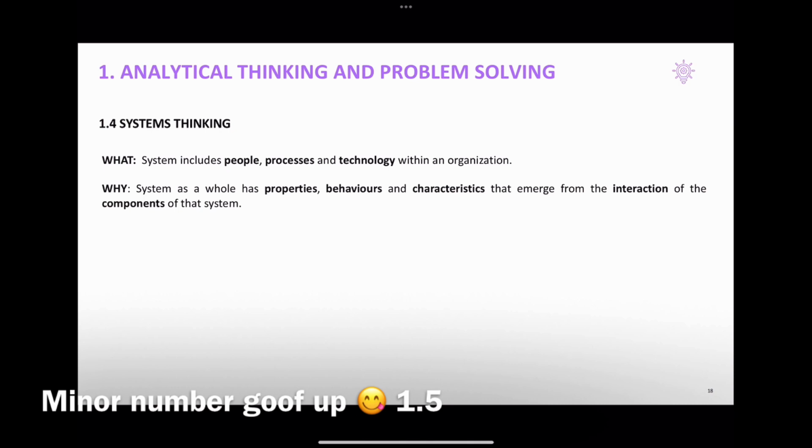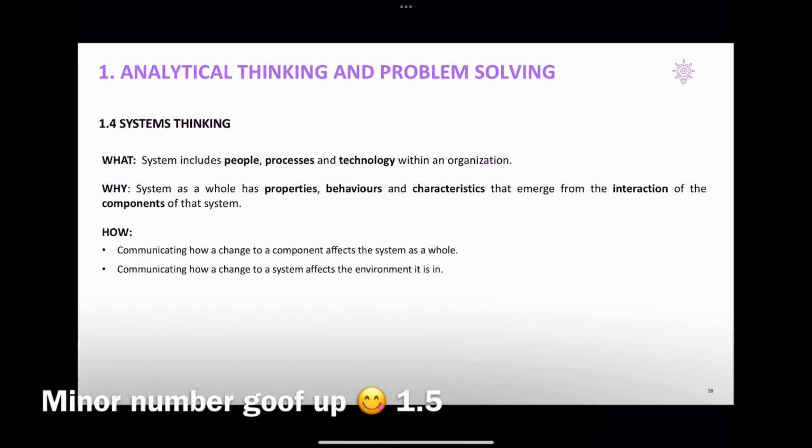So how do we go about systems thinking? Ensure that you communicate how the change affects the system as a whole. Also ensure that you communicate about the system changes and the environment that it's going to impact. Think about how we are going to adapt as well to the internal or external pressures and changes.